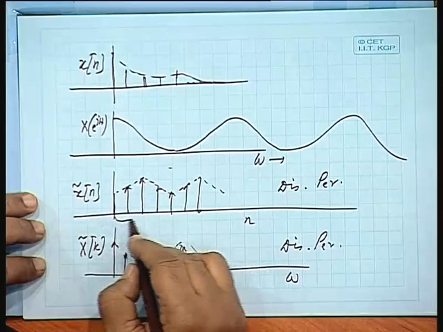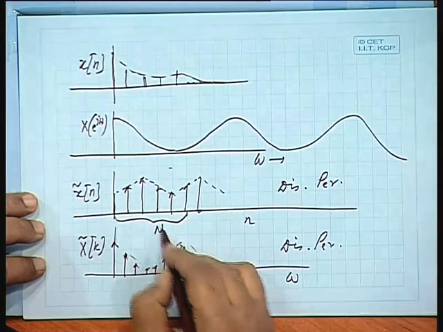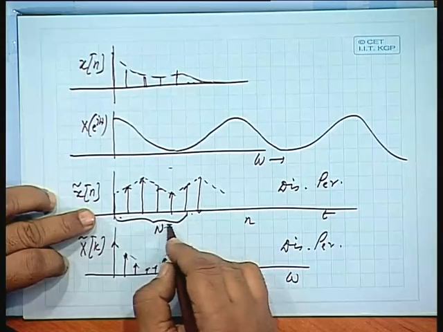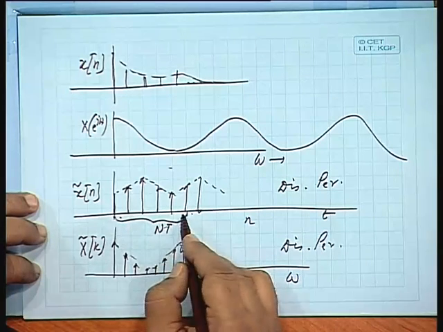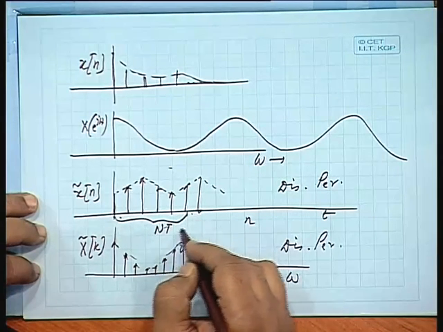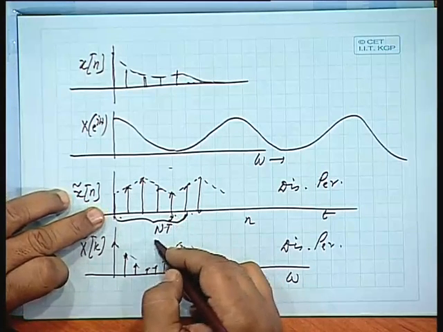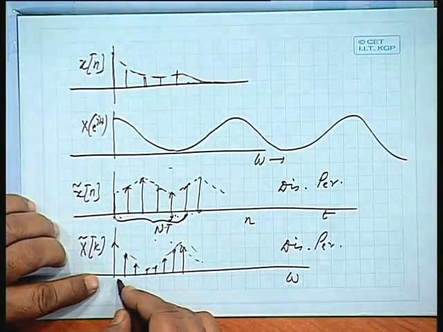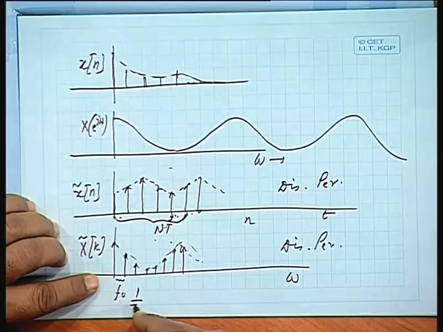So, if this is discrete and periodic, then this will also be discrete and periodic. Okay. In one period, if there are N points in the time domain, then this time length is N into T, is it not? T is the sampling time. So, N number of points are covered in one period, whatever be that period. Okay. So, N T is the total time. So, what is the corresponding frequency here? Base frequency f 0 will correspond to 1 by N T.